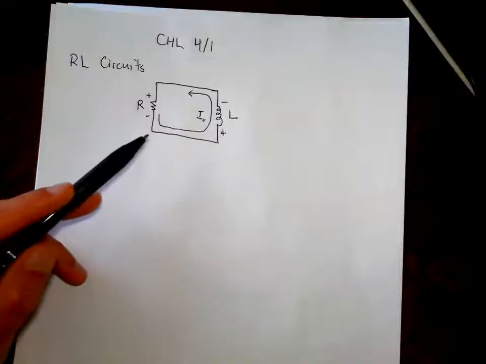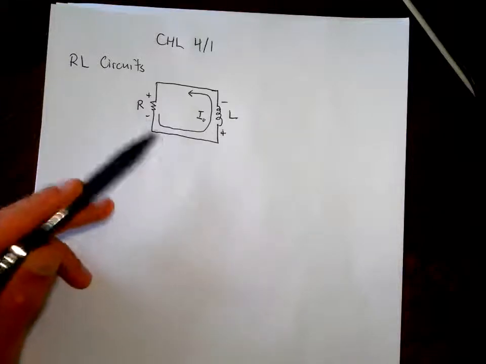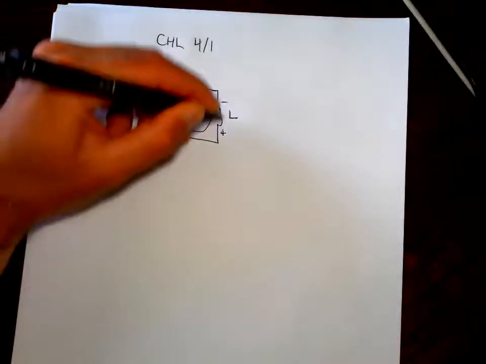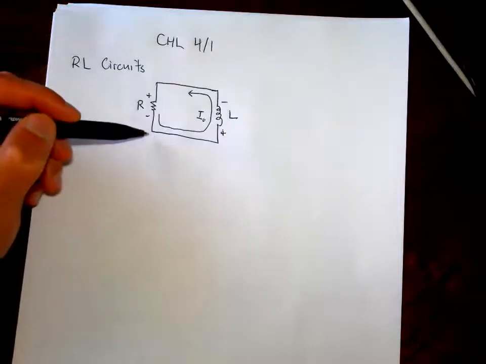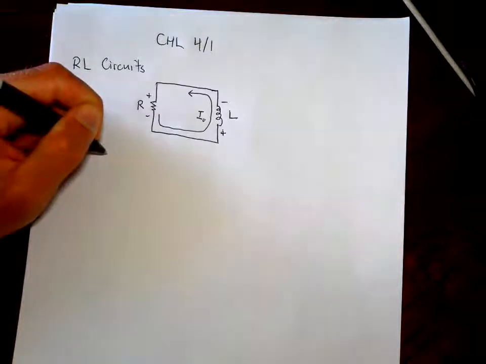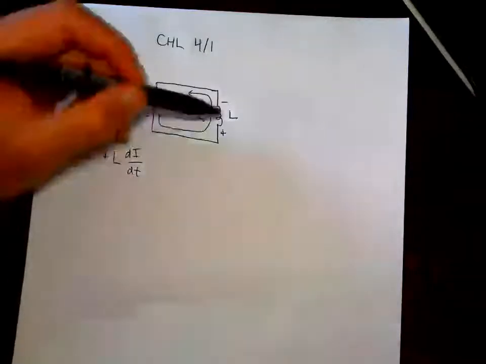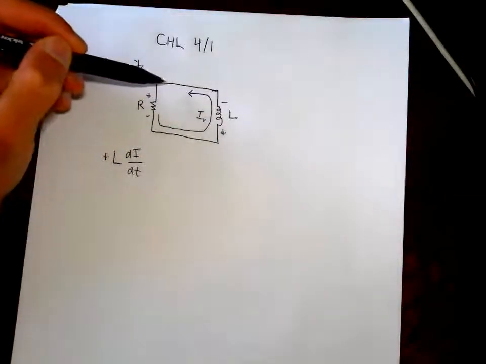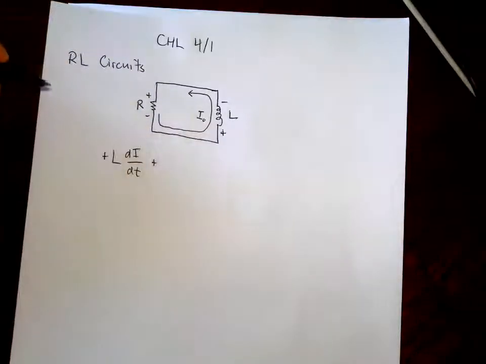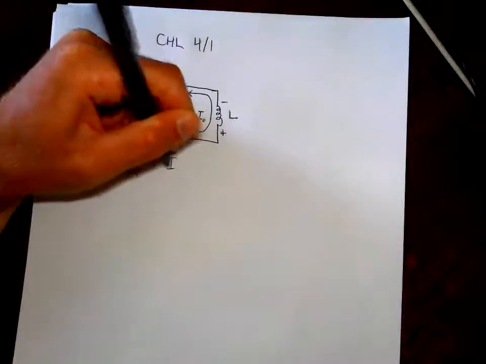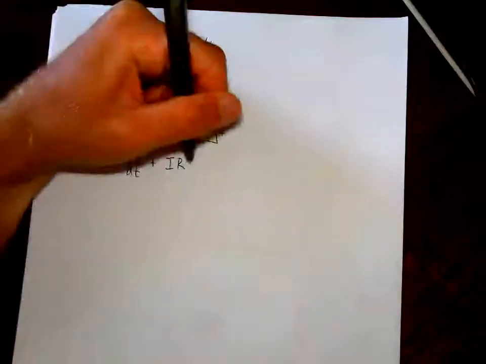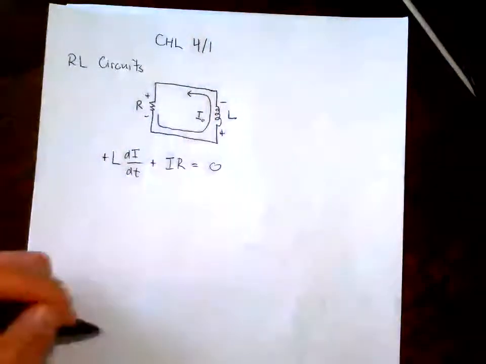Hey, Christian. So now I'm going to do a KVL loop around the circuit. I'm going to start here and go around in the counterclockwise sense. First thing I do is I hit the positive terminal of the inductor, so I put the voltage of an inductor. Then I continue through the inductor, and then I hit the positive terminal of the resistor. The voltage across the resistor is given by Ohm's law, which is I times R. There are only two things in the circuit, so that's it. I would then set this equal to 0.